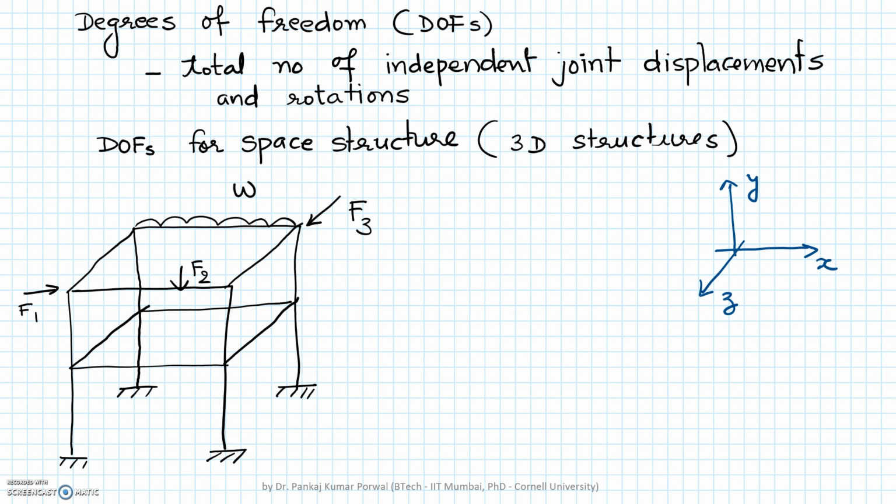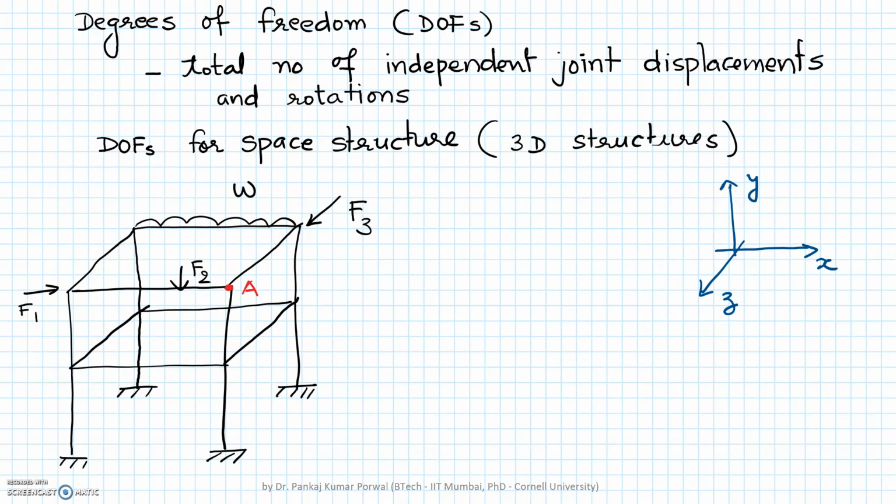Now, because this structure lies in space, any point in this structure, say for example point A, will have a displacement and rotation vector which will lie in space. And we know that any vector that lies in space has three independent components. So for joint A, we will have three components for the displacement vector and three components for the rotation vector. So in total, joint A will have 6 independent displacement and rotation components.